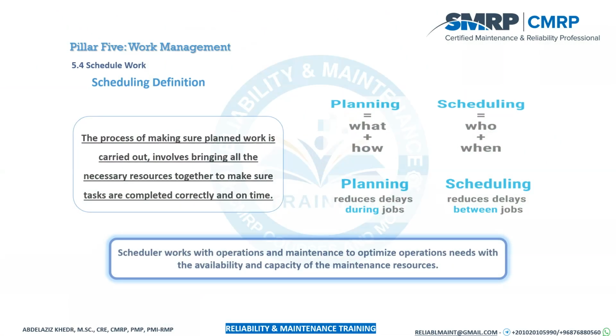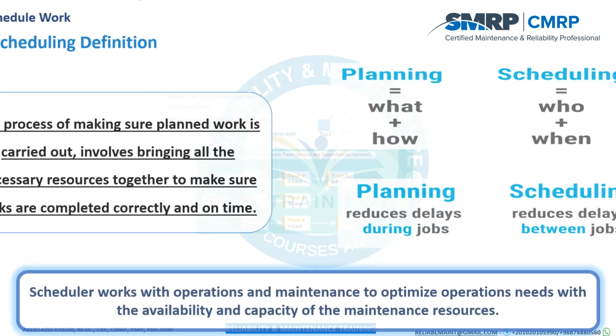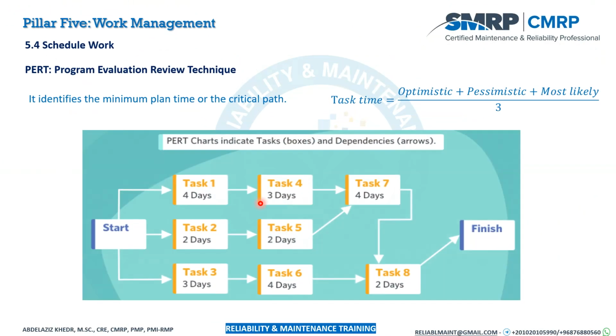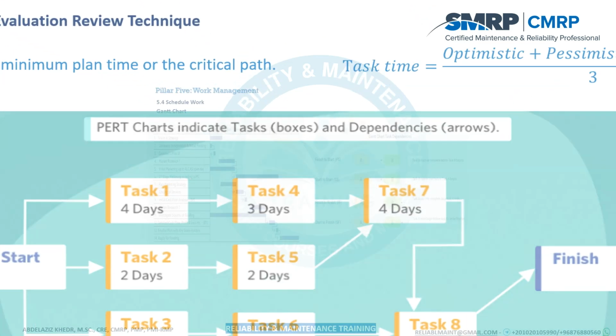Next is the scheduling. Scheduling is to manage the delays between our jobs. A very important technique for scheduling is called PERT, or Program Evaluation and Review Technique, which gives the minimum time to do our job. The minimum time to do any job is the critical path. If you calculate your critical path, it is the shortest period to complete your project. This is a very important concept.